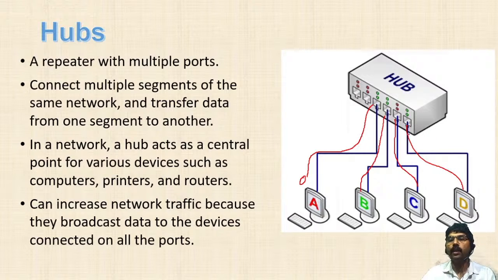Due to this, the network traffic increases. Instead of sending only to device C, it sends to all the other devices. This is the first disadvantage. The second one is that all the other devices also get this data, so a network security problem may also arise. The possibility of collision of data also increases. For example, if this computer and this computer transmit at the same time, there is a possibility of collision.